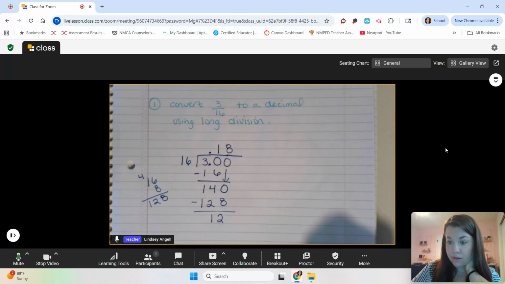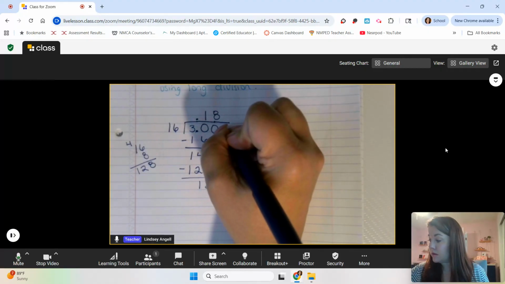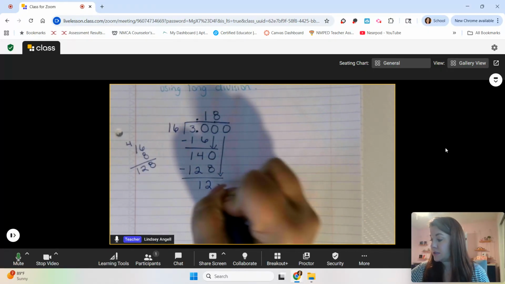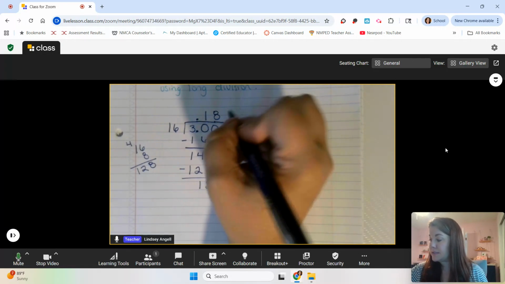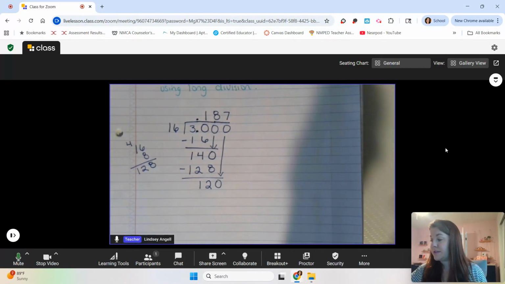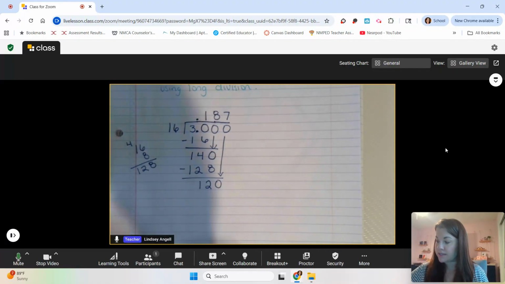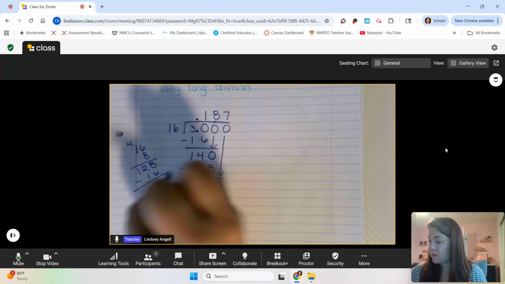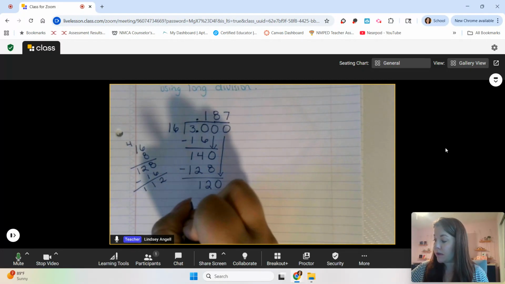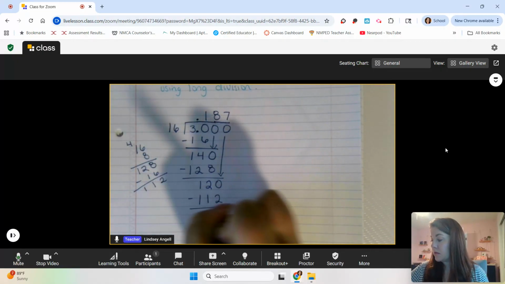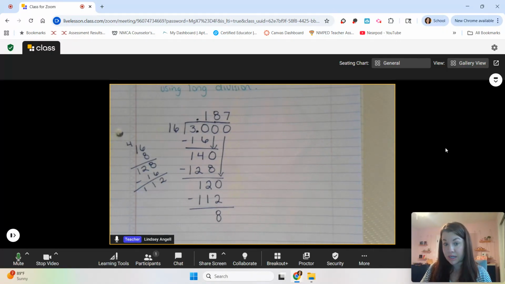Okay, so let's see. I'm going to keep going. Because notice, I can annex another 0, drop it down. Well, look how close this was, right? So I know that I can fit 7 16s into 120, because I was at 128. So if I take away 16 from the 128, I get to 112. Okay, that leaves me with 8 left over. I'm getting a little less each time.